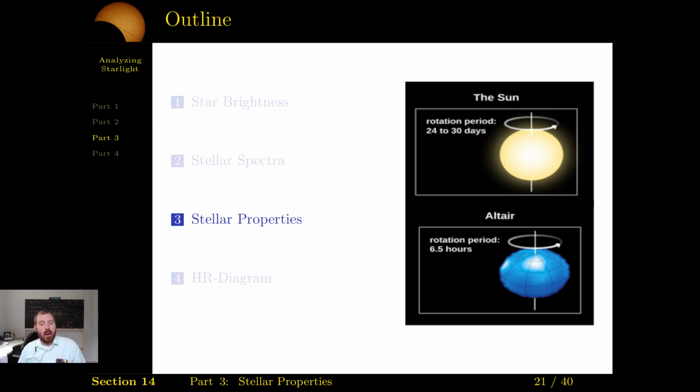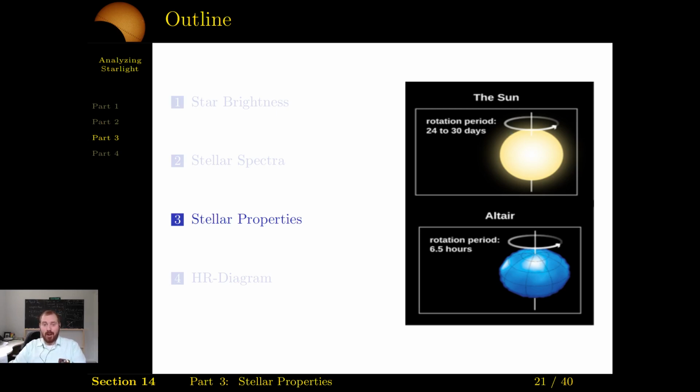So we're seeing more objects out there. We're seeing more stars. Well, what properties can we pull from this? Not just, hey, this is what it's composed of. That's one of the exciting things we can do. But we can say things like, how fast are they rotating?